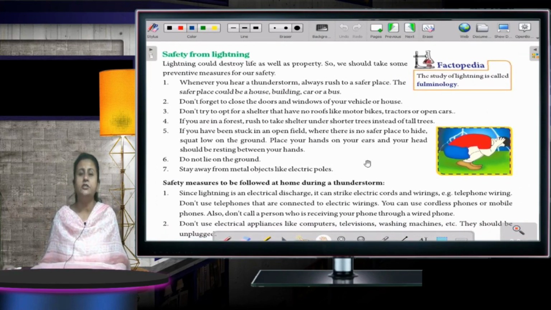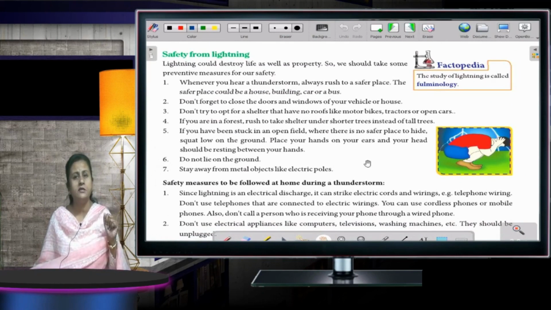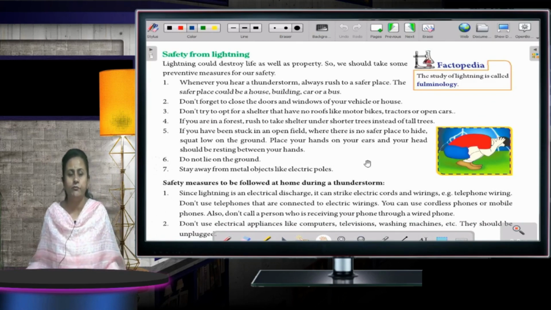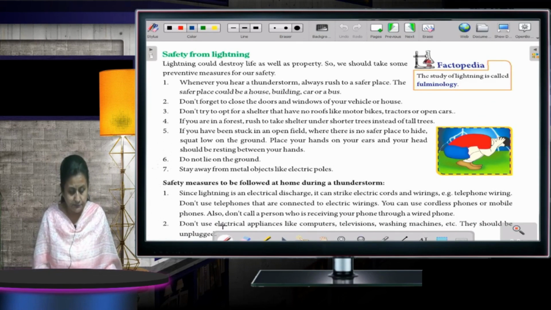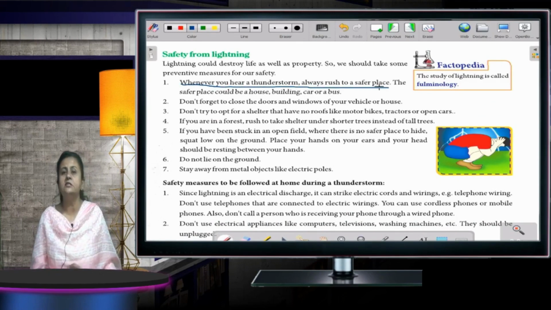What measures should be taken while it is lightning? When it is raining heavily outside and there is lightning, what precautions should we take? That I'm going to read out for you. Okay. First, whenever you hear a thunderstorm, always rush to a safer place.